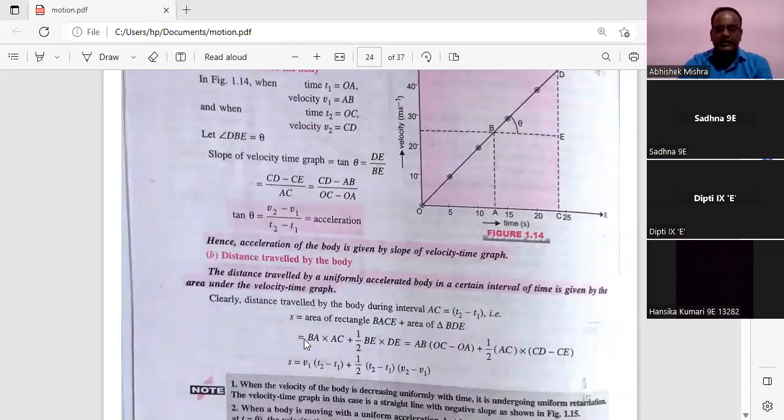And now see, AB we will keep, and we will replace AC. AC is equal to OC minus OA. This also we discussed yesterday. And half into, we will replace BE and DE. We will replace BE by AC because BE and AC are both the same. And DE means total CD minus CE. Do you agree or not?